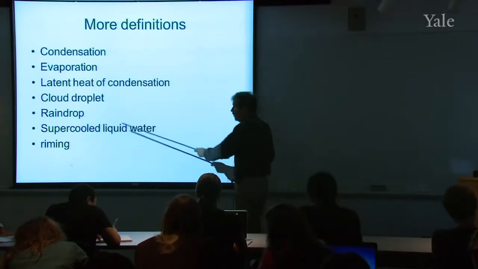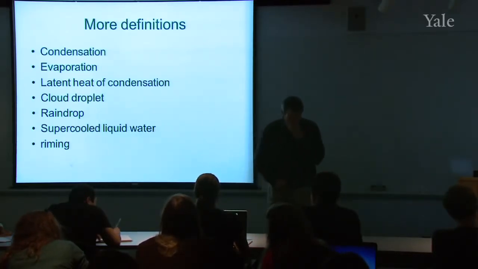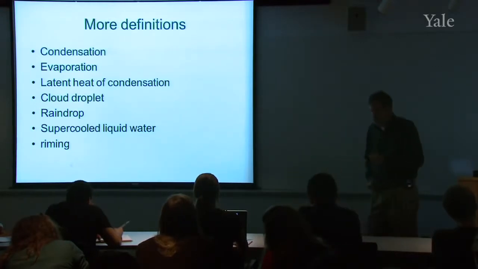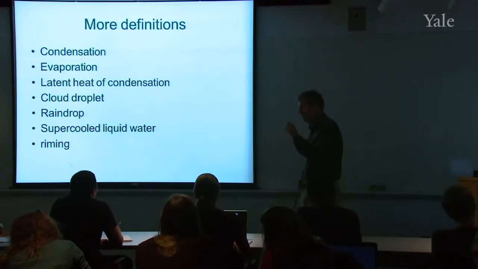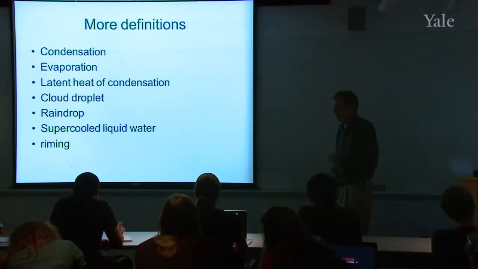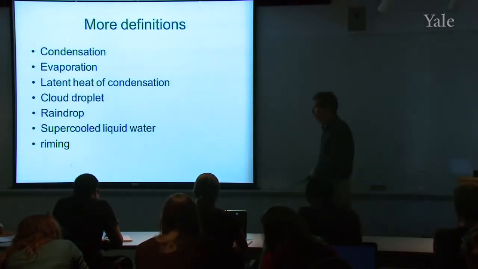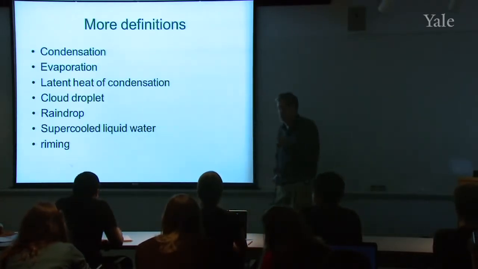I want to make a clear distinction between cloud droplets and raindrops. A cloud droplet is a typical water drop that makes up a cloud. Look up at a cloud in the sky. It is composed of millions of cloud droplets. We put the little suffix "let" there to remind us that these are small.